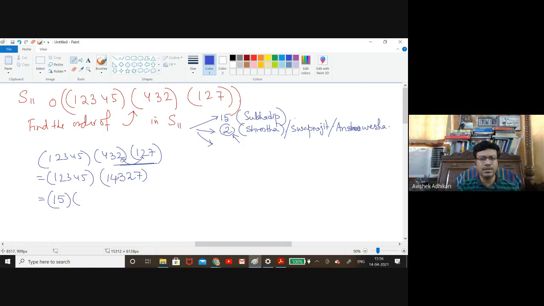Now start with any other symbol. So 1 is already exhausted. Start with 4. So 4 goes to 3 and here 3 goes to 4. That means 4 goes to 4. So you don't need to write it down. Then start with 3. So 3 goes to 2 and 2 goes to 3. That means 3 goes to 3. I don't need to write it down. Then start with 2. 2 goes to 7 and 7 goes to 7. That means 2 goes to 7. Then 7 goes to 1 and 1 goes to 2. That means again 7 goes to 2. It's closed.